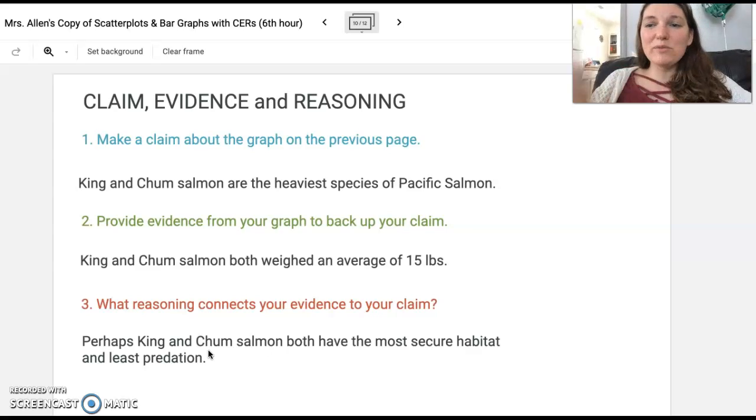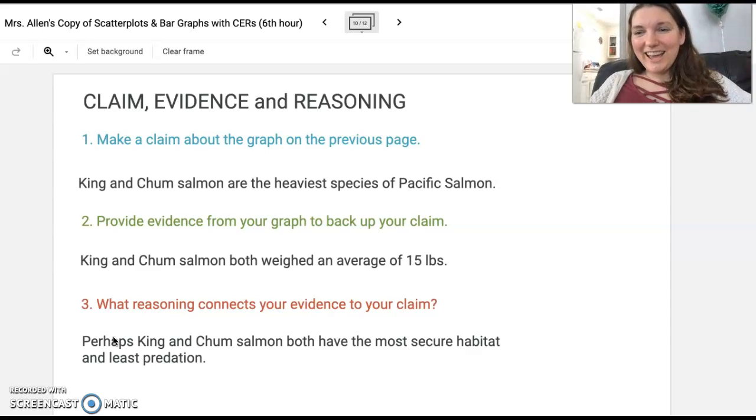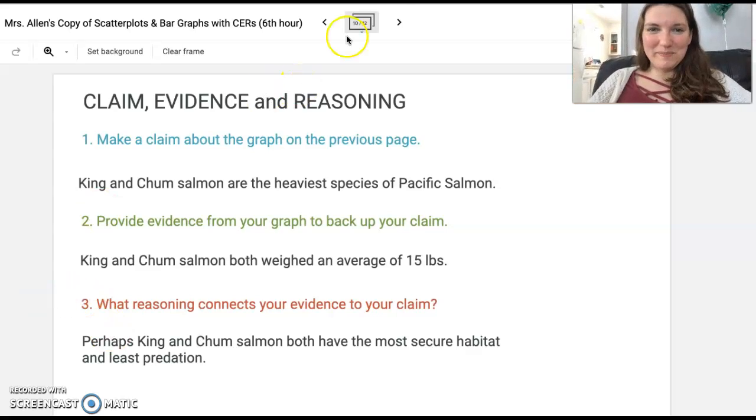So for example, I'm not going to say your scientific knowledge is wrong, because we're mostly just looking at whether you know what you should be doing here. So for this one, you could start with perhaps king and chum salmon have the most secure habitat and least predation. Or I think on some of the comments I put, perhaps king and chum salmon spend more time in the food-rich ocean before returning to their home rivers to spawn, or something like that. You don't have to know specific stuff like that, but just connect it to some kind of broader knowledge about that topic, okay?